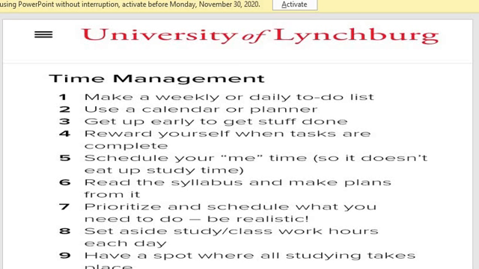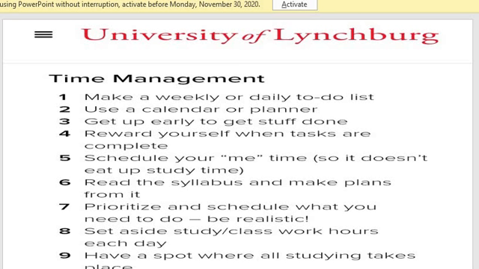That will help you to study and pass your exams. And next is: use a calendar or planner. You may use a calendar or planner to plan your lectures, your routine, and your stay in the university. These are the important points that you have to face while you are studying in university. And next is: get up early to get stuff done. That is a very crucial point. Always get up early and get your stuff done.